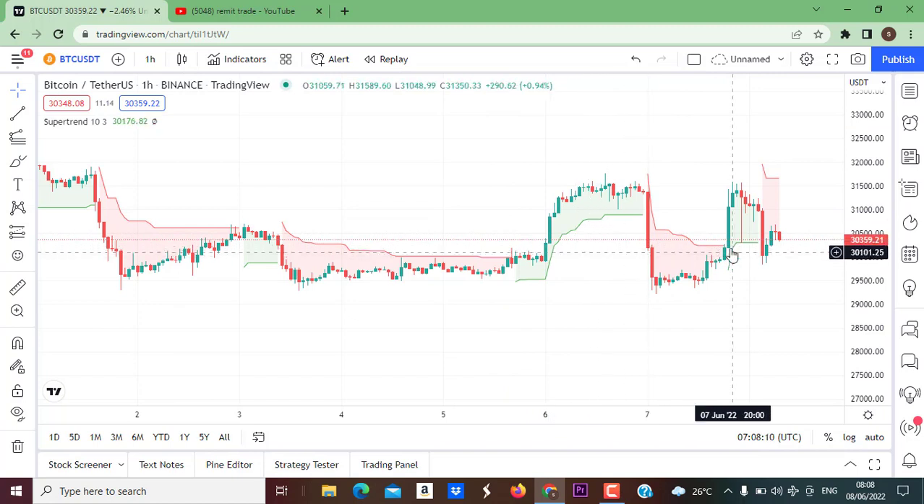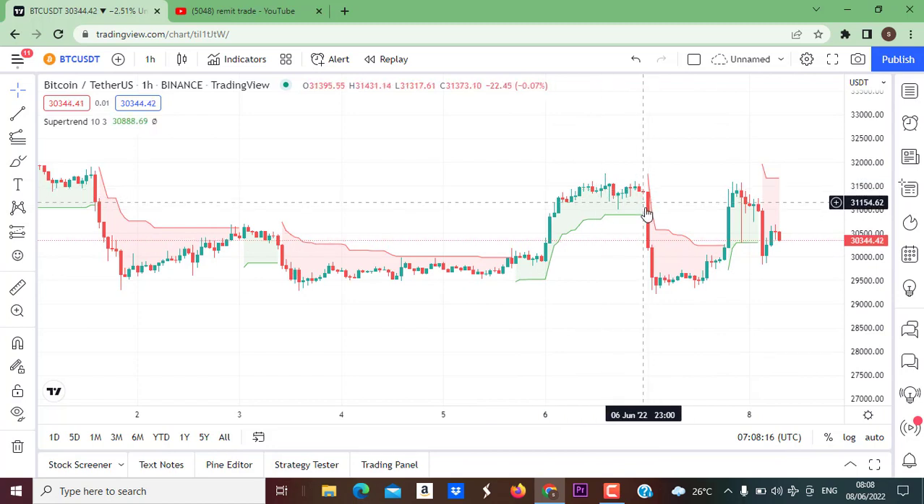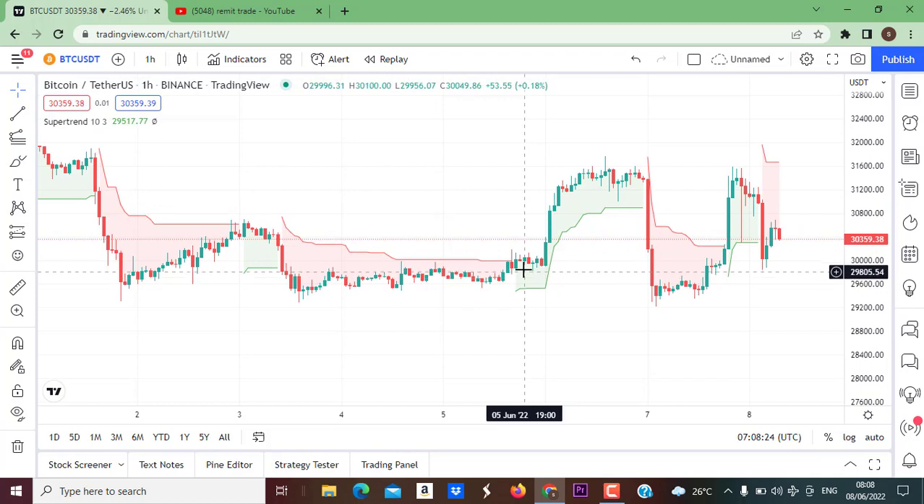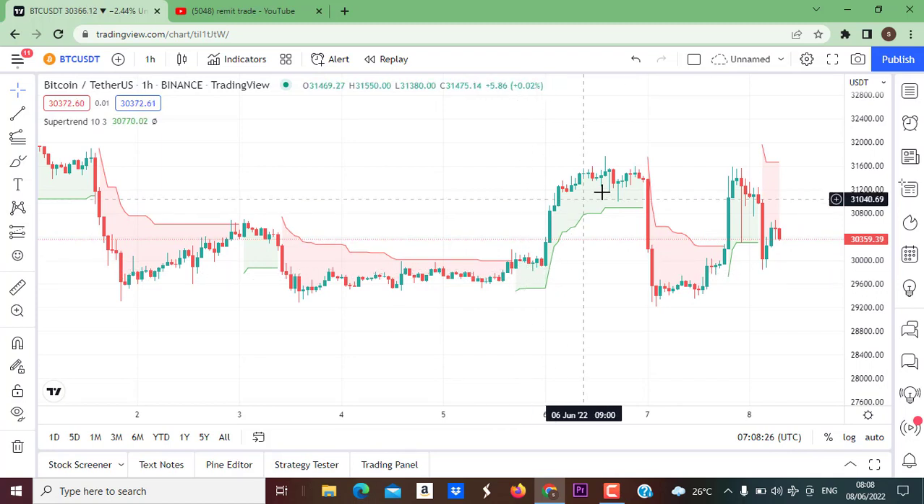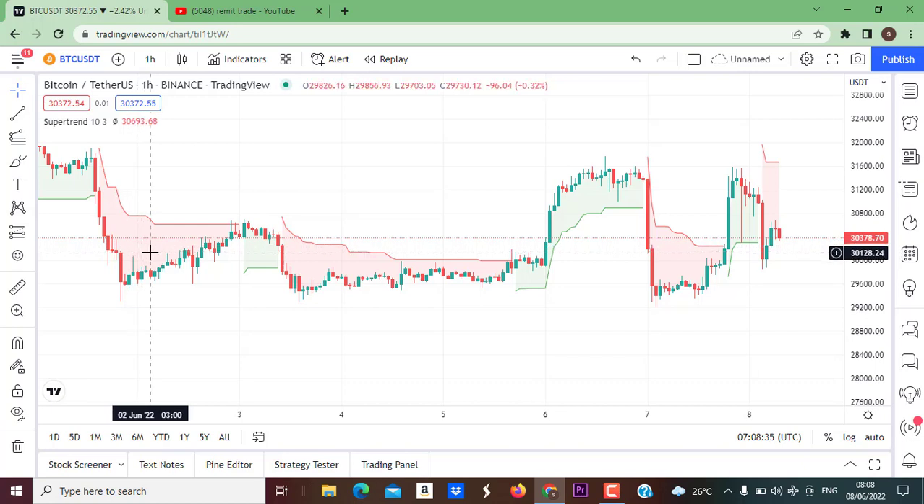What the Supertrend indicator does is that it shows us when the market is in an uptrend and when the market is in a downtrend. When the market is in an uptrend, we see this area colored green right here, and the market is moving up. And when the market is in a downtrend, we see this area colored red or pink, and the market is moving to the downside.